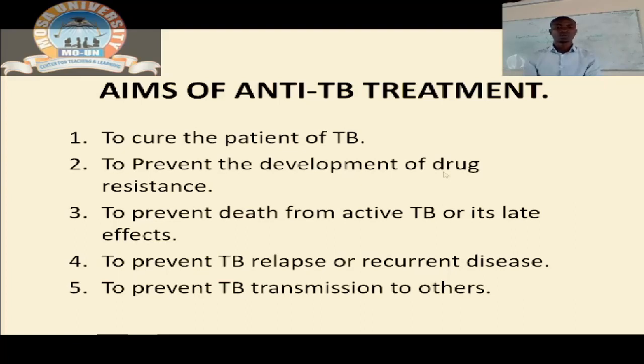The next point is to prevent death from active TB. The other aim is to prevent TB relapse, which is the most common in TB patients. They have a tendency of not taking medication, so they usually undergo TB relapse. TB comes back. The other aim is to prevent the transmission of tuberculosis to others.